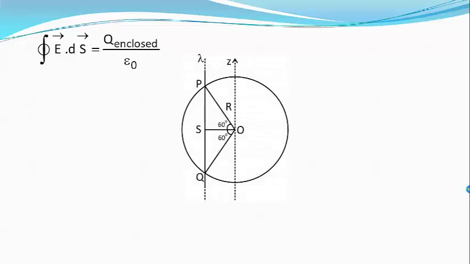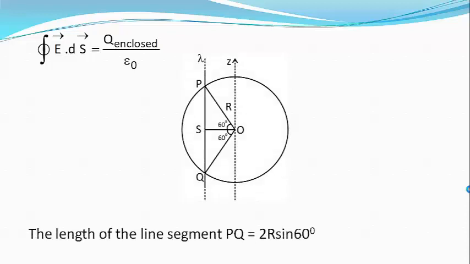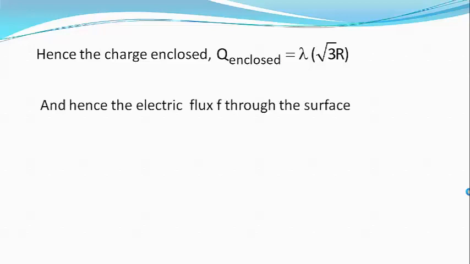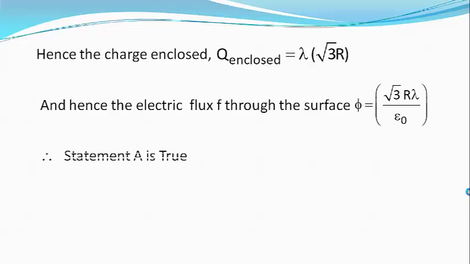As can be seen from the figure, the length of the line segment PQ equals twice R into sine of 60 degrees, which equals twice R into root 3 divided by 2, which equals root 3 times R. Hence, the charge enclosed, Q enclosed, equals root 3 R into lambda. And hence, the electric flux through the spherical shell equals phi equals root 3 R into lambda divided by epsilon naught. And hence, statement A is true.